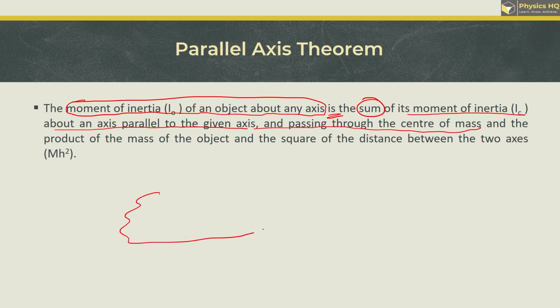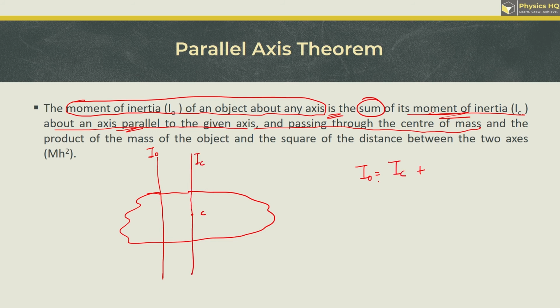So if I take a random object like this, and if I want the moment of inertia about this axis I0, then moment of inertia through I0 is nothing but sum of two things. सबसे पहला क्या है, moment of inertia about an axis parallel to the given axis and passing through the center of mass. Let us say at this point the object is having its center of mass. So we need to know the moment of inertia through this axis.